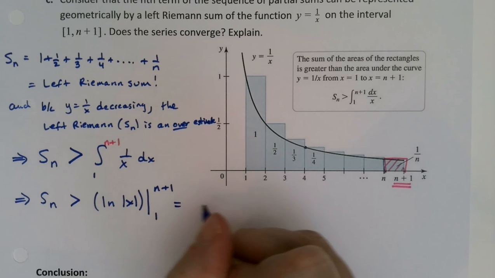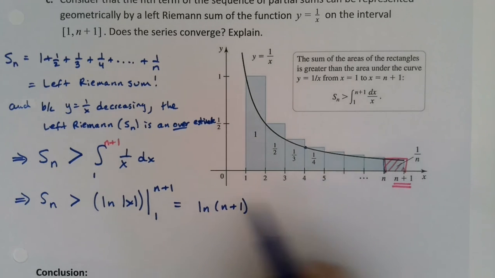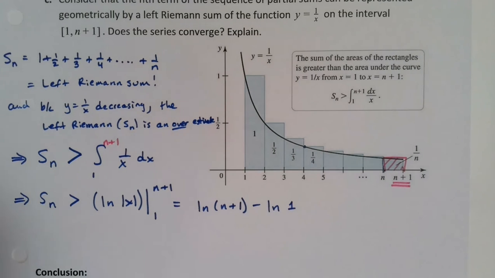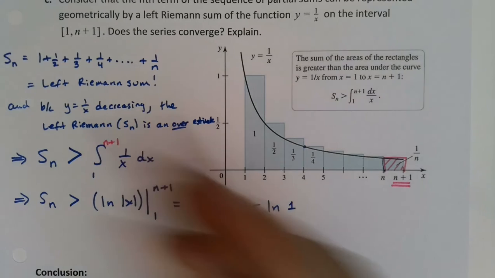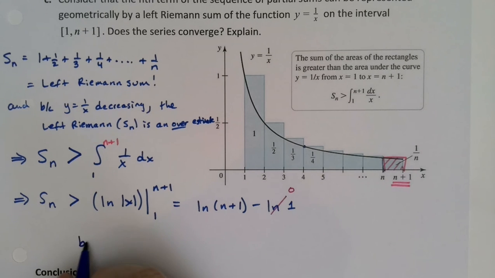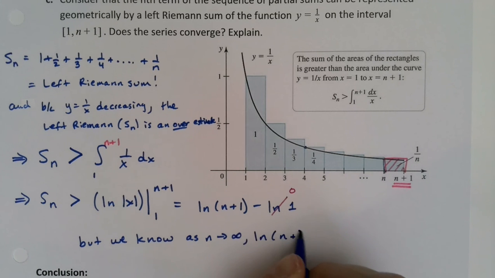And that would be the natural log of n plus 1. I don't need to worry about the absolute values because n plus 1 is obviously positive. Minus the natural log of 1. But the natural log of 1 is 0, so that doesn't do anything for us. So this means that as n goes to infinity, this goes to infinity. But we know as n goes to infinity, the natural log of n plus 1 goes to infinity.